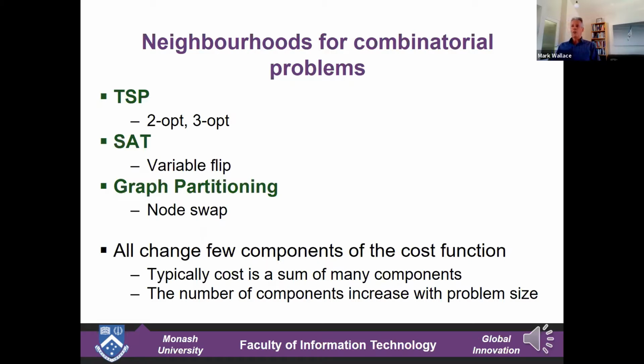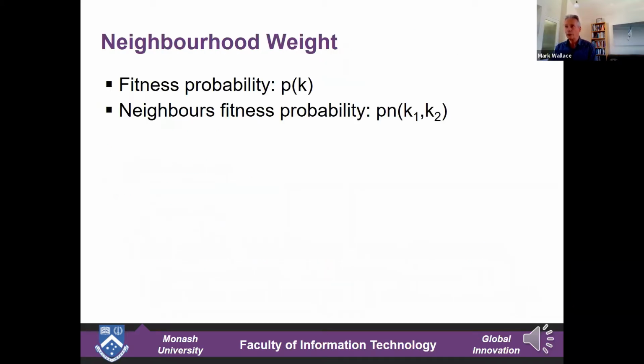So all these neighbourhood operators just change a few components of the cost function, which is typically a sum of many components. A TSP cost is the sum of all the distances between each pair of cities. So the number of distances grows with the size of the TSP, but the number of changes you make doesn't grow with the size of the TSP, it's just 2 or 3. So for larger problems, you're changing a smaller and smaller proportion of the cost function expression. So we're making a smaller and smaller change to the cost function as a whole.